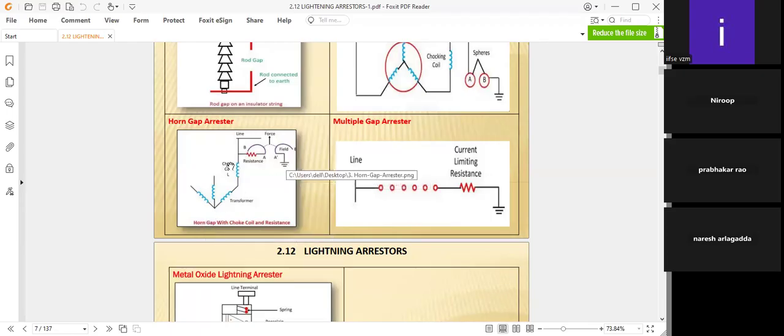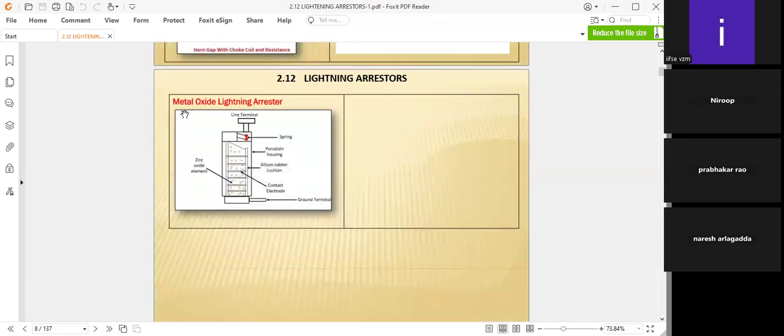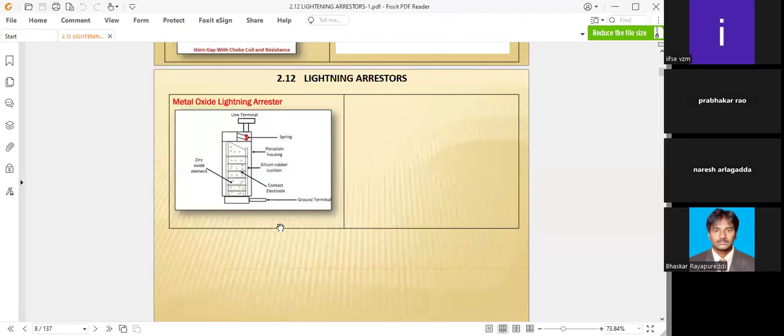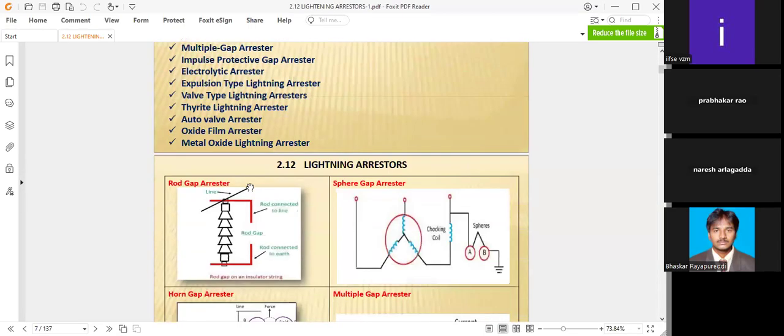areas. Different types are there, but the function is the same. The multiple gap arrestors are also there. There is the current limiting resistance type, and also the metal oxide lightning arrestor. These are the very important parts: the line terminal, the spring, the porcelain housing, the silicon rubber cushion, and some metal parts. These are the types which you need to decide on and take care of.